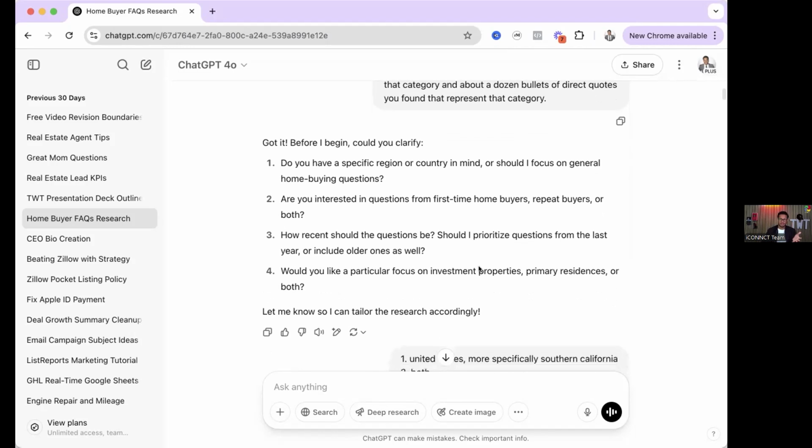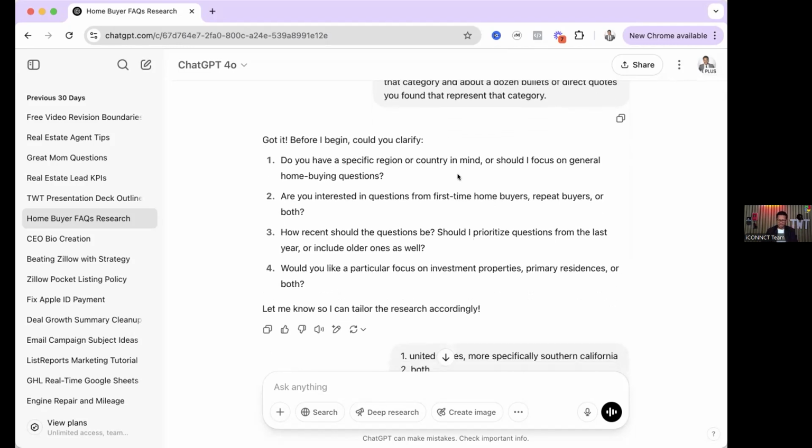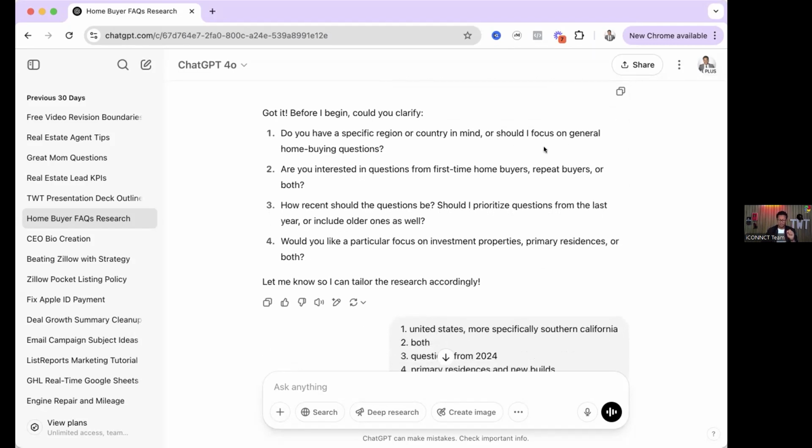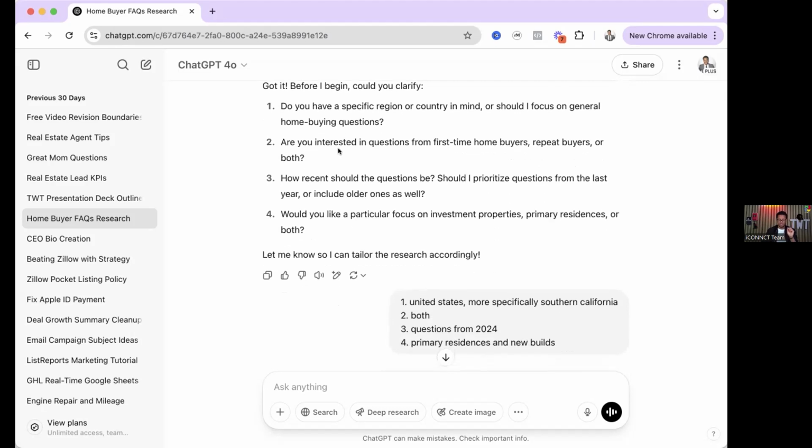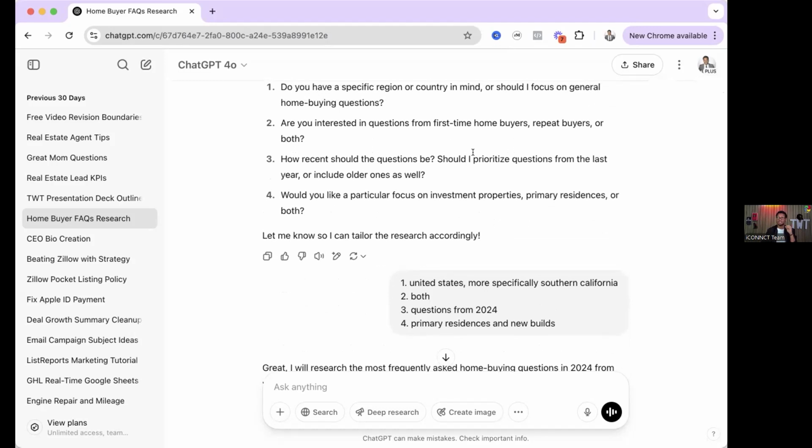Usually the response you're going to get from this is ChatGPT asking for a little bit more clarity, right? Do you have a specific region or country in mind? We're in California. I know the majority of the individuals on here are in Southern California, and California is a huge market, right? So I would put California. Or should I focus on general home buying questions? Are you interested in questions from first-time home buyers, from repeat buyers, or both? So ChatGPT is asking me to define the audience that I want to go after.